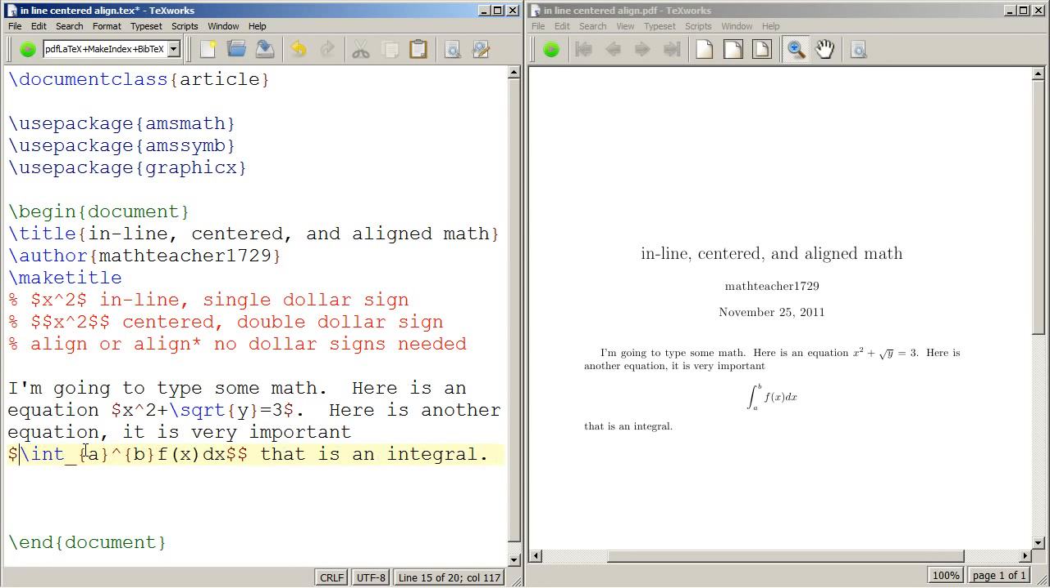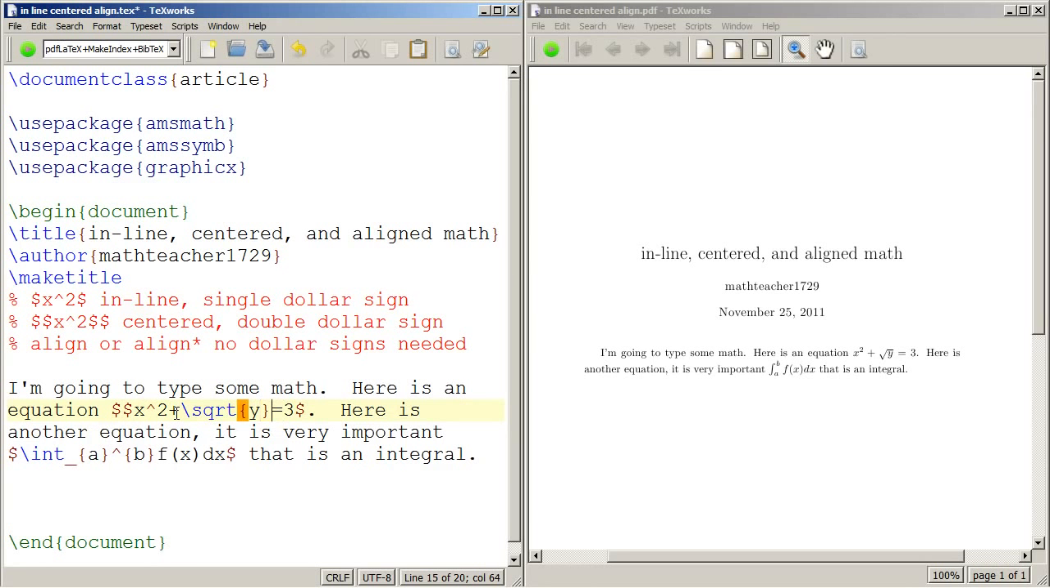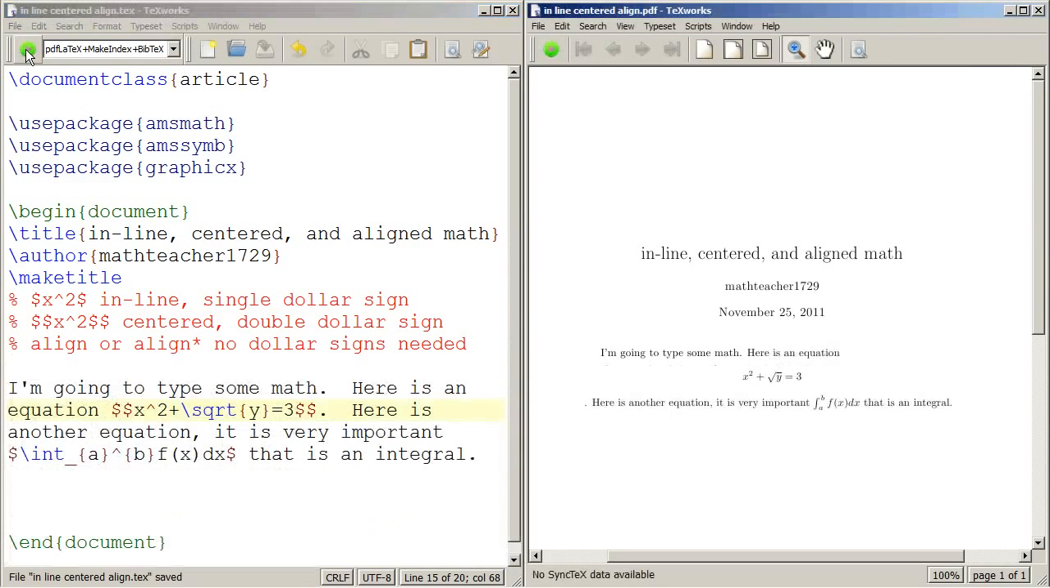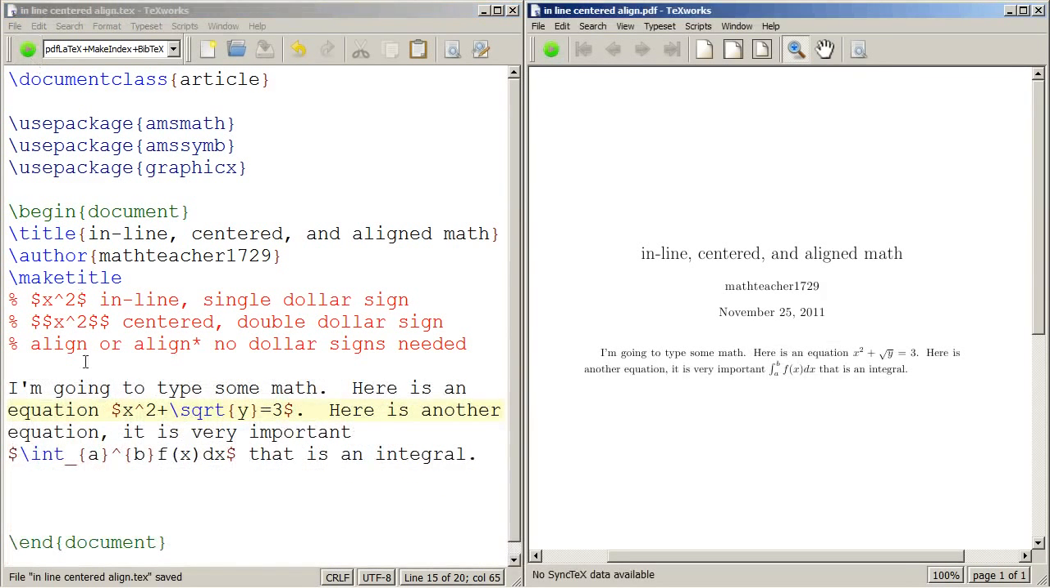If I take away these double dollar signs, watch what happens. I'm going to click compile. I took the double dollar signs away from the integral, and watch what's going to happen to that integral. It's going to shrink and appear in the middle of the sentence, which, as you can see right there, it did. Let's put double dollar signs around this equation, x squared plus square root y equals 3. And again, watch what's going to happen. It's going to be centered, and there's going to be a line break. So that's what single versus double dollar sign does. Single dollar sign means it just is right in the middle of what you're typing. Double dollar signs means it is centered.